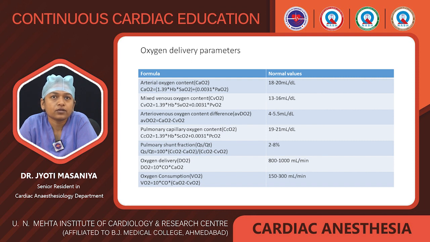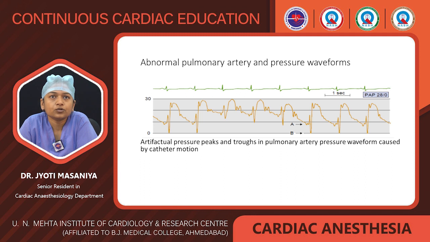This table shows the oxygen delivery parameters: arterial oxygen content, oxygen delivery, oxygen consumption. By this we can assess the overall oxygenation status of the patient, and also we can assess the myocardial oxygen delivery. Now come to the abnormal pulmonary artery pressure waveform.